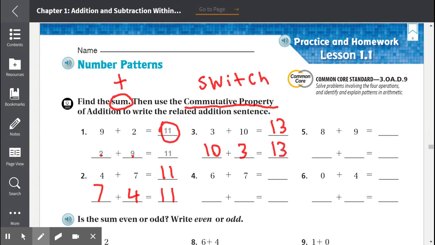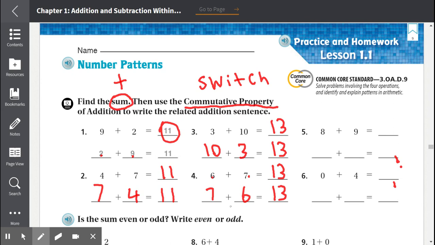On to number 4. 6 plus 7. 6 plus 7 will equal 13. So now we found a sum of 6 and 7. So now with the commutative property, we switch the 6 and 7. So now it becomes 7 plus 6. All we did was switch these two numbers. So now 7 plus 6 will also equal 13. All we did was switch the order. We found a sum, then we switched the order.